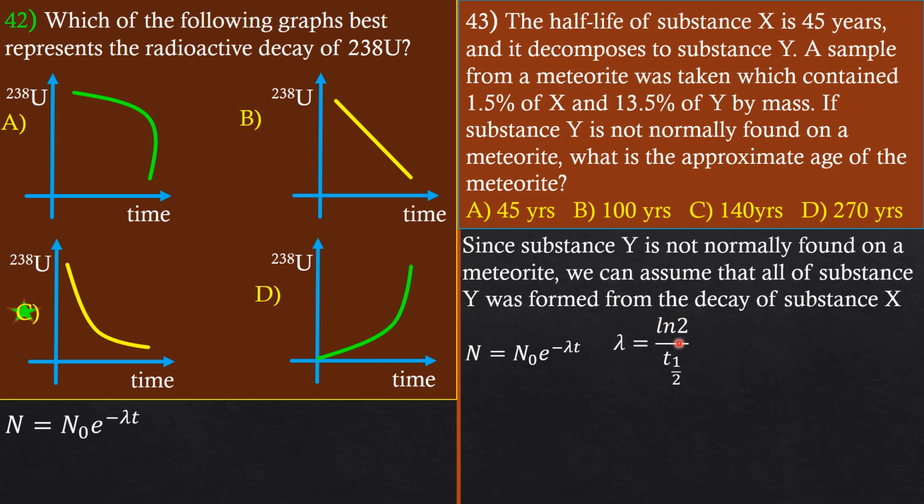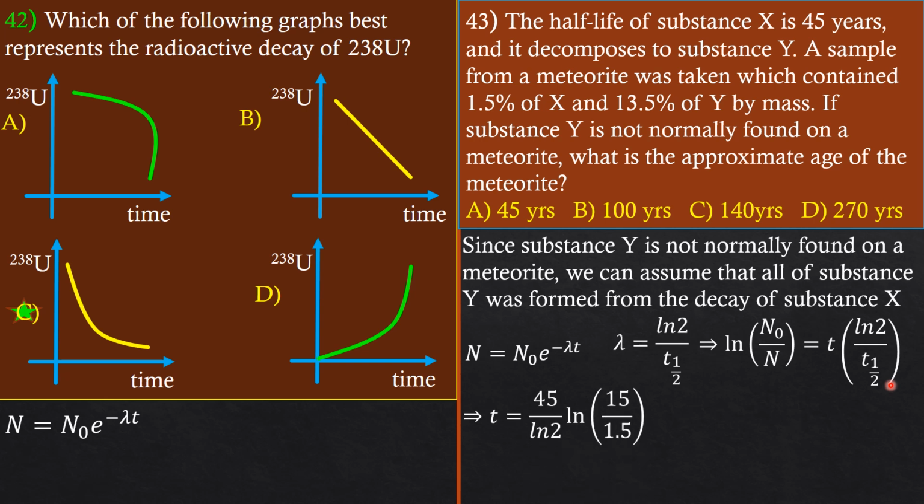If we take the natural logarithm on both sides and simplify, and substitute our lambda where we have lambda in this equation, we are going to have the natural log of N0 over N, which is equal to t times the natural log of 2 over T1/2. If we make t the subject in this case, we are going to have 45 over ln 2 times the natural log of 15 over 1.5.